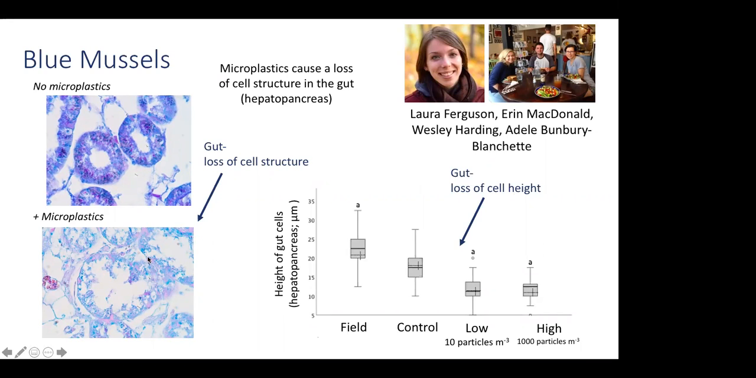They look very different. And basically what we see with the microplastics is the cell structure is lost, the junctions between cells are lost, the cell height is lost, and the granules, the zymogen granules and calcium granules, are lost as well. So the microplastics really can take a major toll on the structure of the gut.